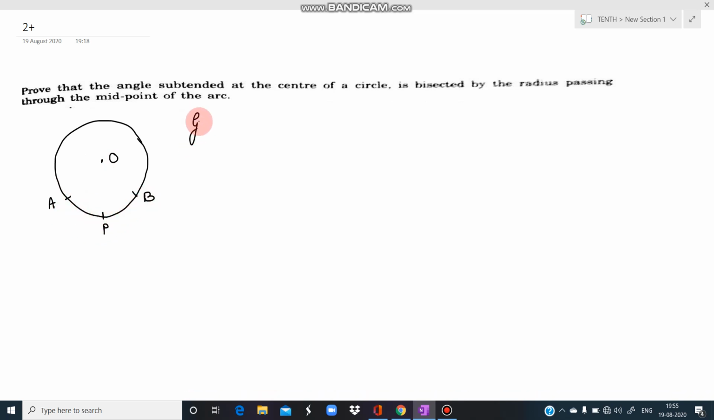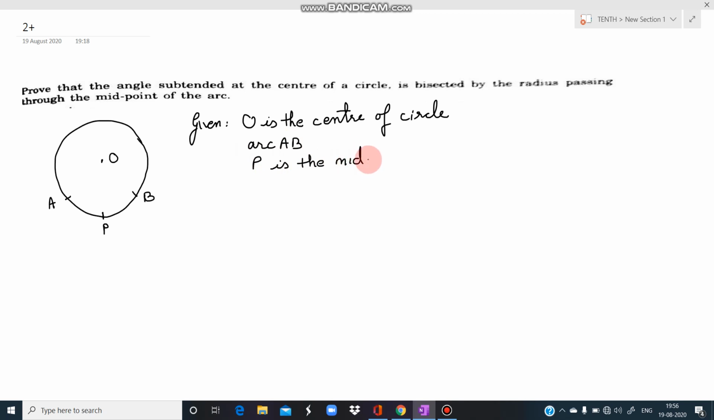So first of all, what is given to us in the question here? O is the center of the circle. Then we have taken an arc AB. Then what did we take? P is the midpoint of the arc AB. Then we do a construction, that is we join OA, OB and OP. We join all of these, OA, OP and OB.